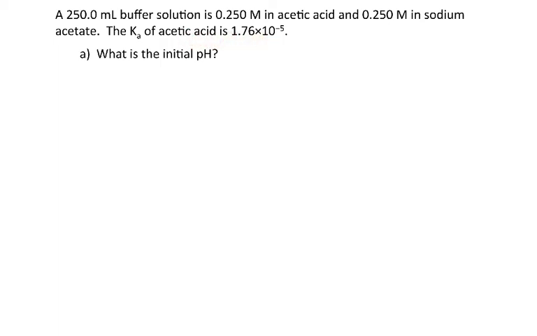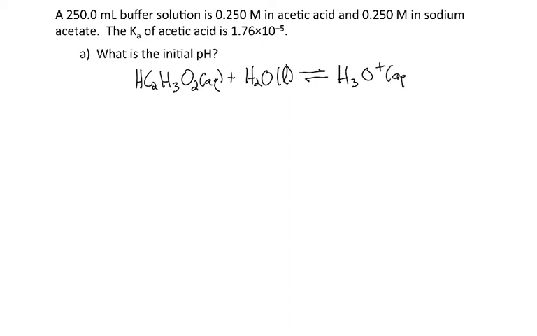So remember, whenever we're dealing with buffers, the chemical equation that we're considering is the dissociation of the weak acid. So I've got acetic acid plus water to form hydronium ions and the conjugate base.